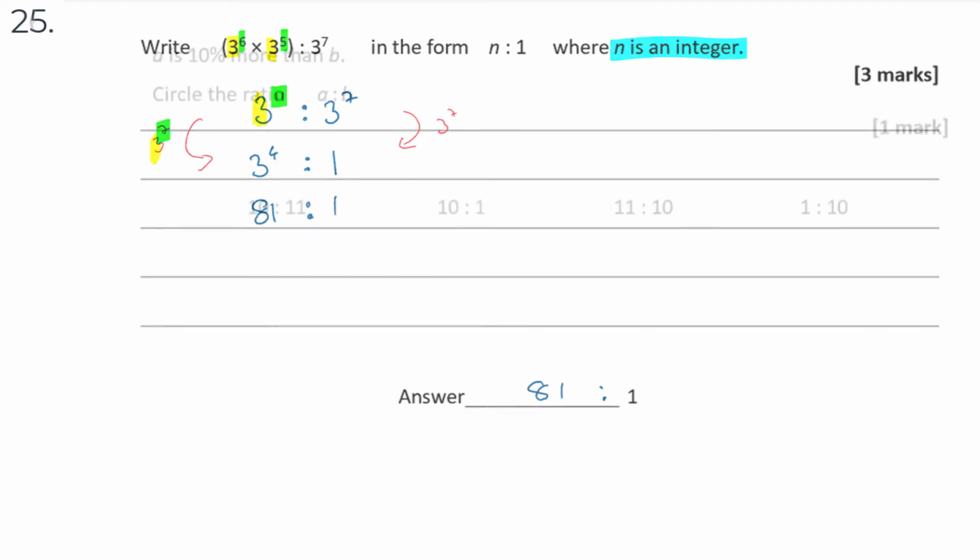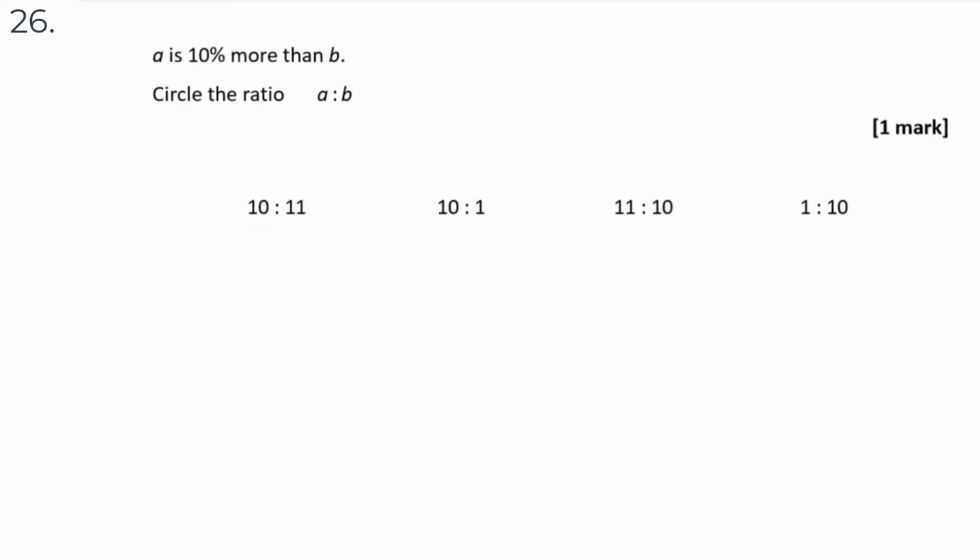Okay, there we go. A is 10% more than B. Circle the ratio of A to B. Well, A is 10% more than B, but we don't know what B is, so let's say B is 100%. Then A is going to be B plus 10%, isn't it? And we know that B is 100%, so A is 100% plus 10%. In other words, A is 110%.